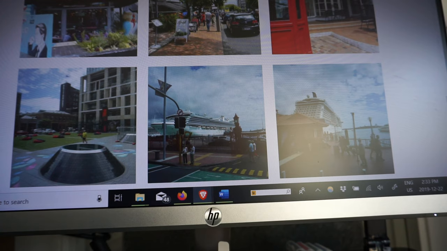So this is the non-affiliated review of the HP 22FW monitor.